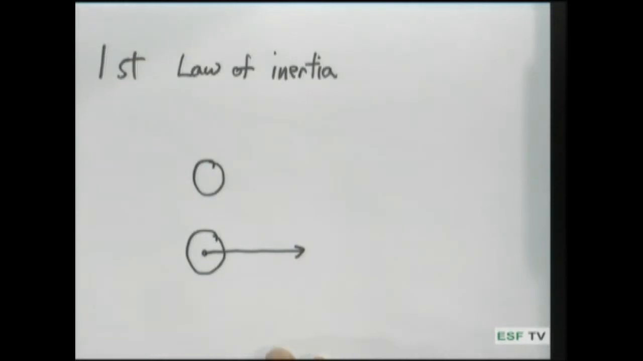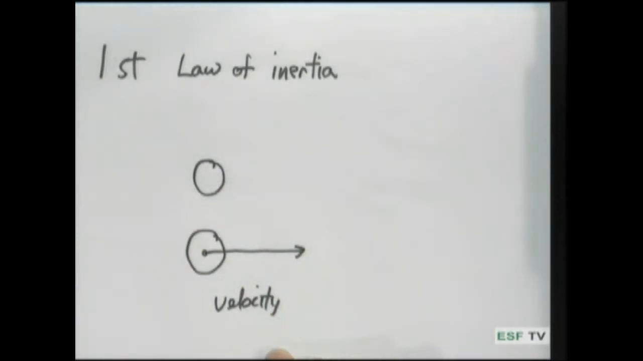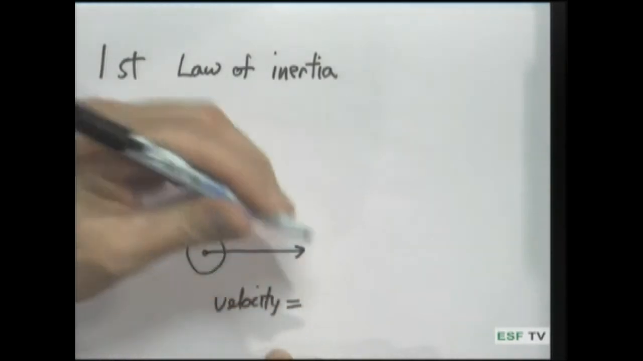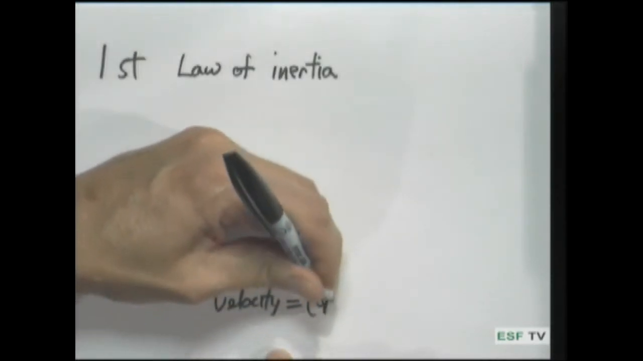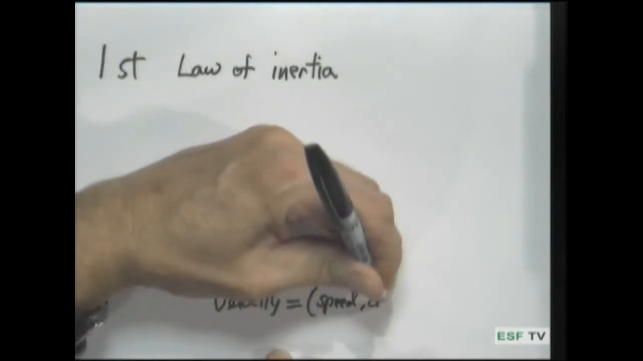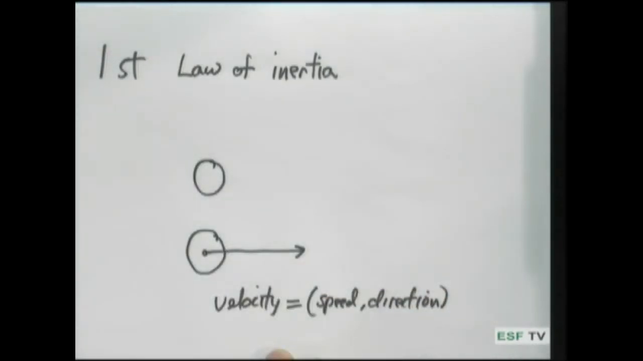Now, we need to define more precisely what velocity is. You can see that I've drawn it as an arrow. This is a notation that describes what's called a vector. And velocity is not the same as speed. It's sometimes confused with it, but velocity is essentially equal to the combination of speed and direction. And in the case of these vectors, speed is given by the length of the arrow, and of course direction is given by the direction of the arrow.